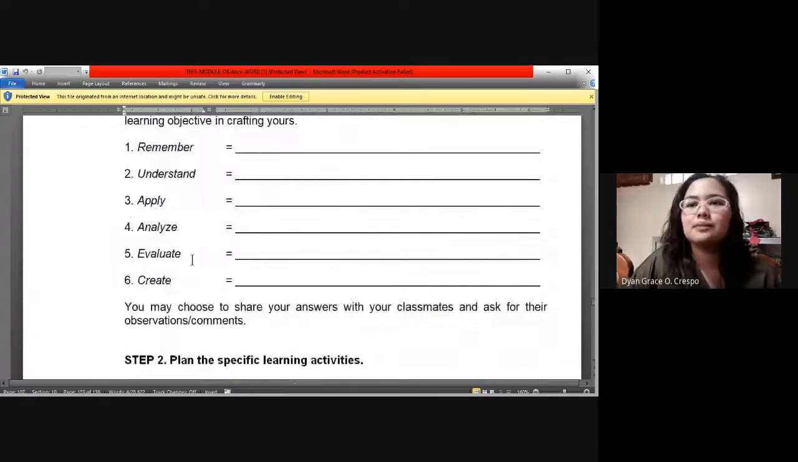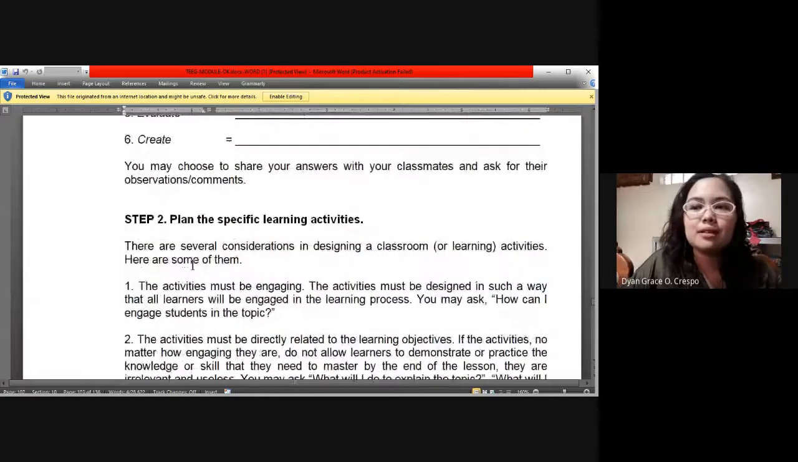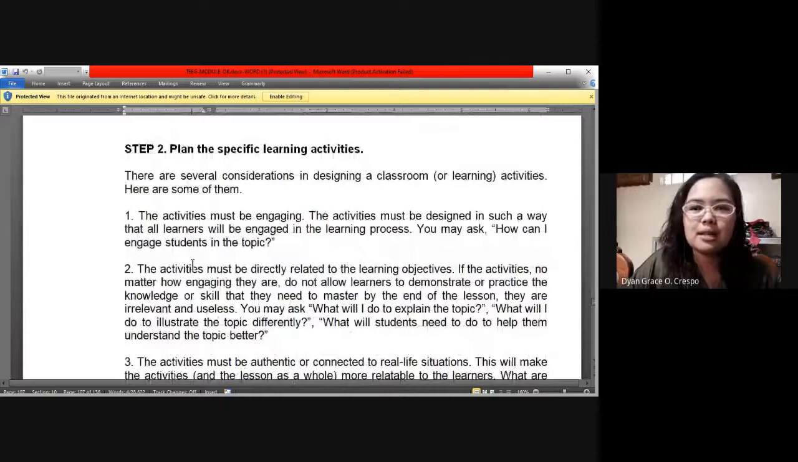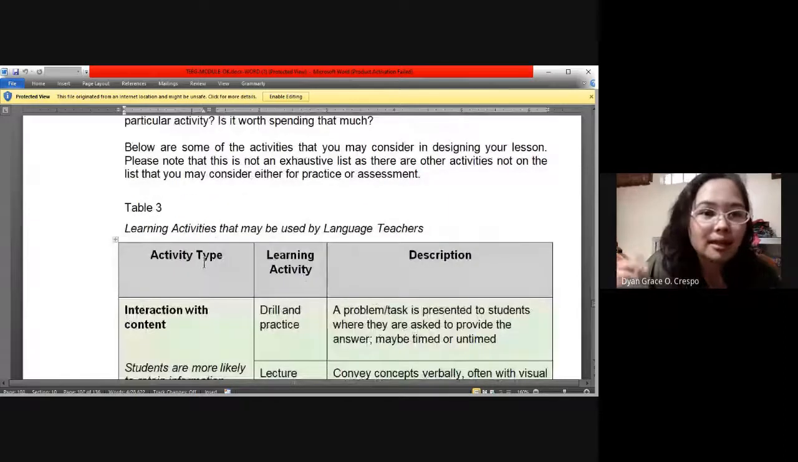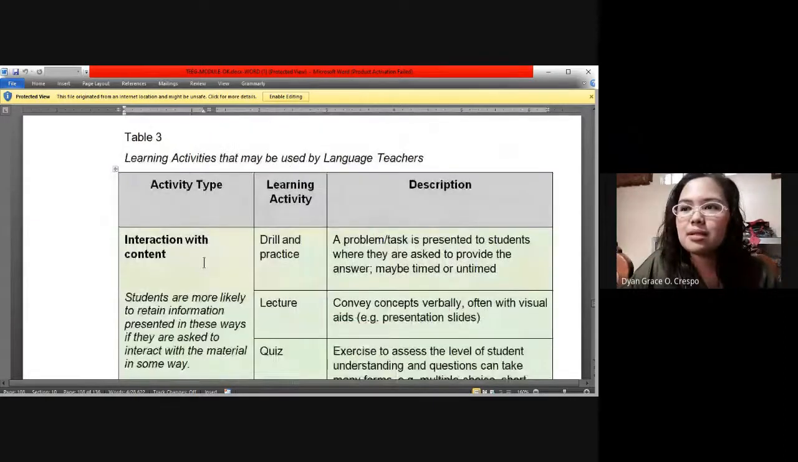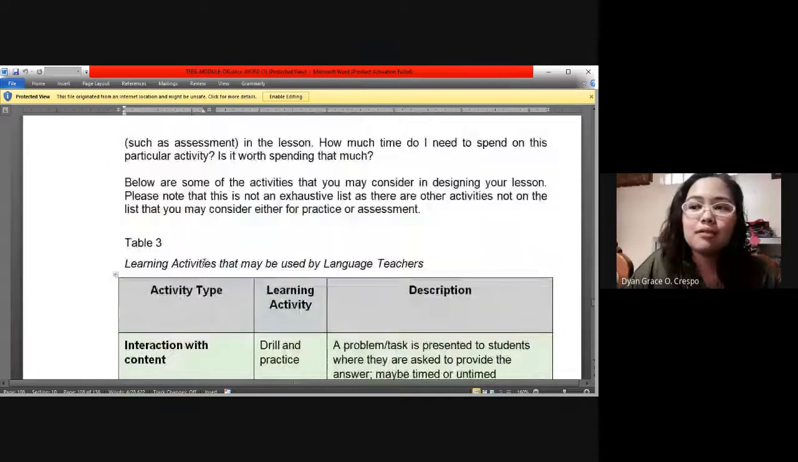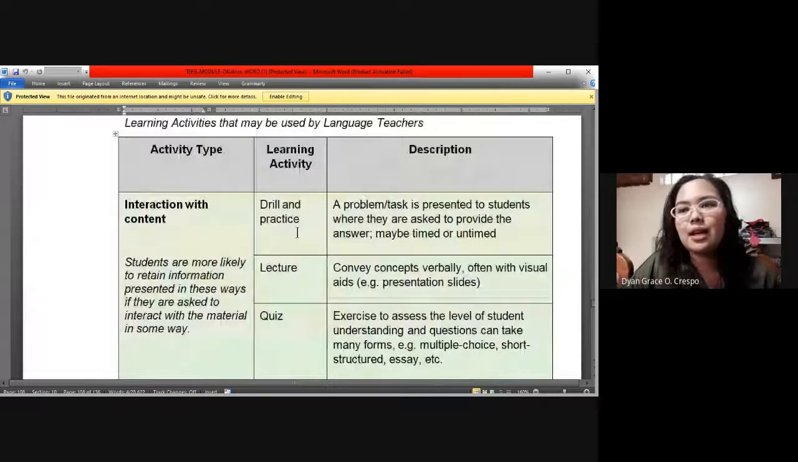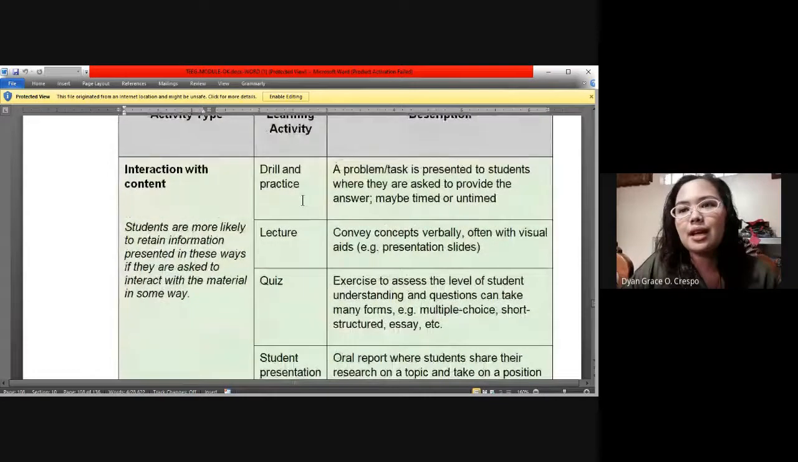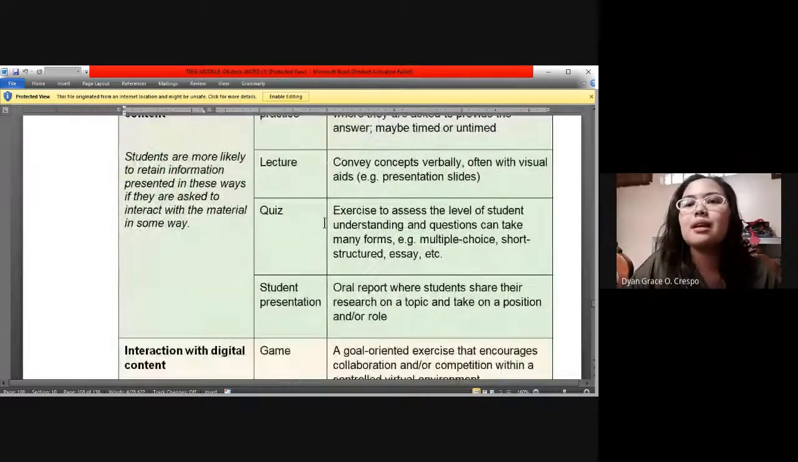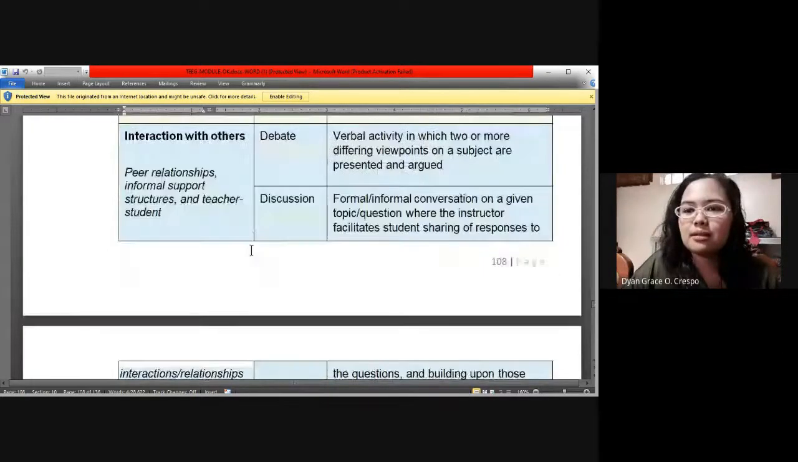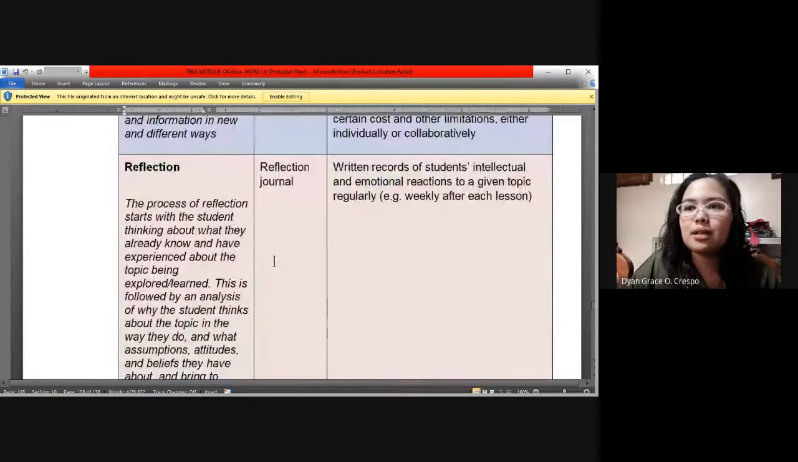Step 2, plan specific learning activities. I think I already said that. Tinitignan ko kasi para hindi na kayo magbasa ng madami. Oh, ito yung mga different learning activities. We already have that. Drill and practice, lecture, quiz, student game. Okay, so alam niyo na yan. It is self-explanatory. Na-discuss ko na rin yan.